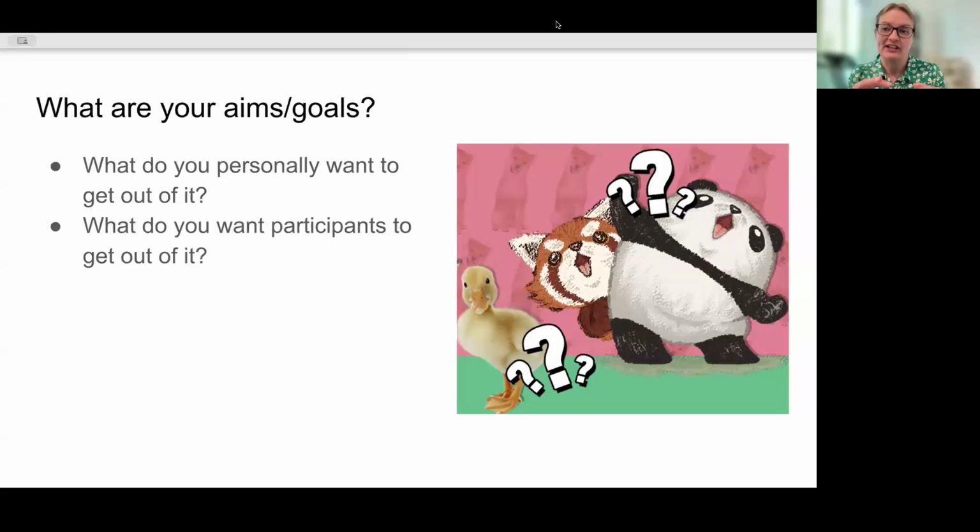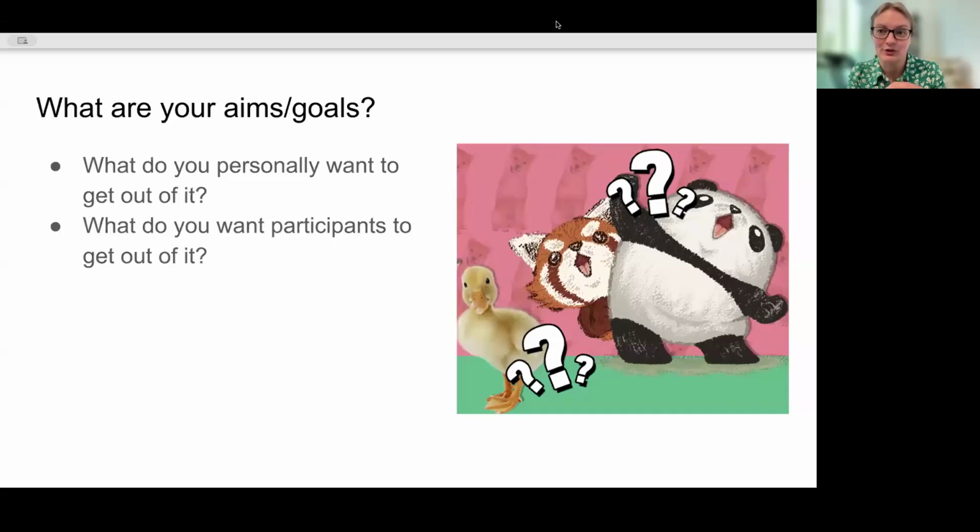I think both of these need to be considered, because sometimes as early career researchers, it can be quite easy to want to give back to a community, but without thinking about your own needs and role, stuff that you need to gain. You're just doing something really altruistic.